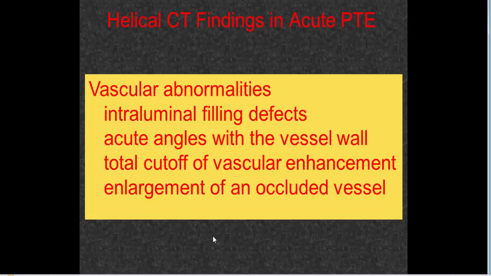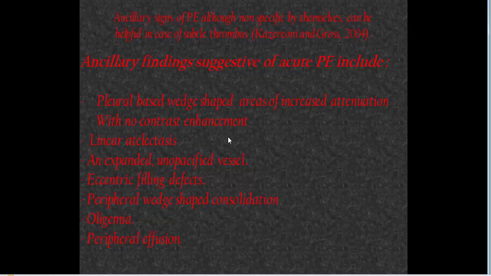Acute pulmonary embolism finding in CT. Vascular abnormalities include: intraluminal filling defects, acute angles with the vessel wall, total cut off of vascular enhancement, and enlargement of unoccluded vessels. Okay, these are the direct signs which we see in acute pulmonary embolism.